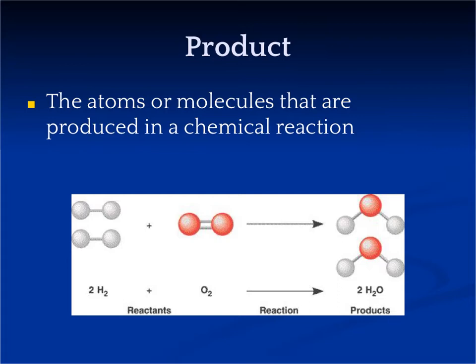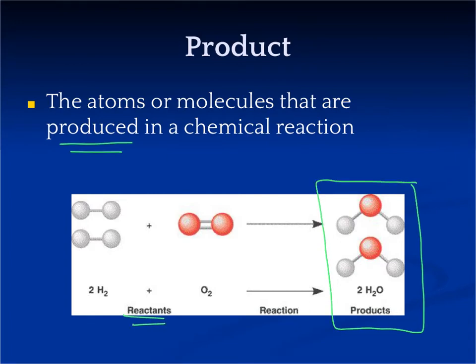So again, the product is what we have produced, hence the name. And so products, again, are what we make in a chemical reaction. Reviewing again, reactants are what we start with.